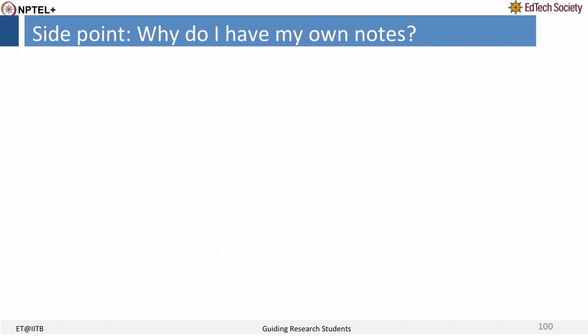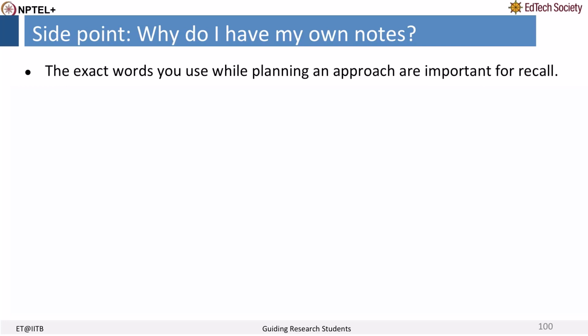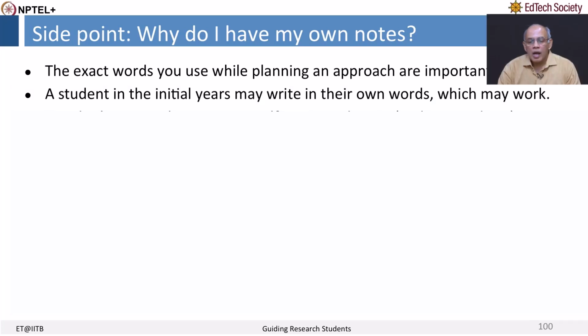So why do I have my own notes? Often the exact words that you use while planning an approach or while writing a paragraph in a paper are important for recall. And a student in the initial years may write what you are saying in their own words, which may not work for you later. They will translate or paraphrase what you are saying in terms of their own understanding, which may be different from what you intended to mean.